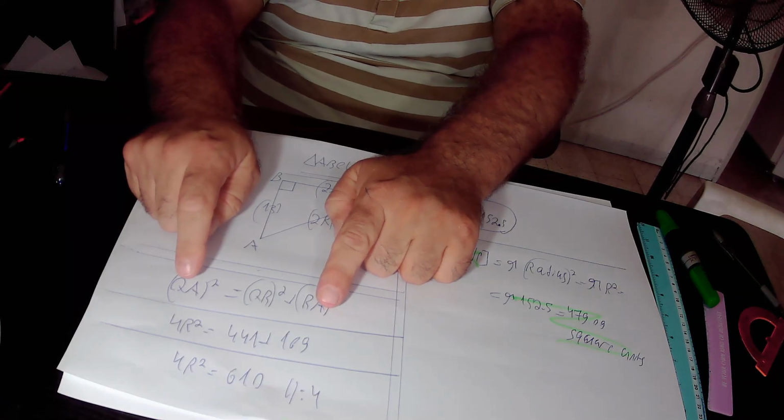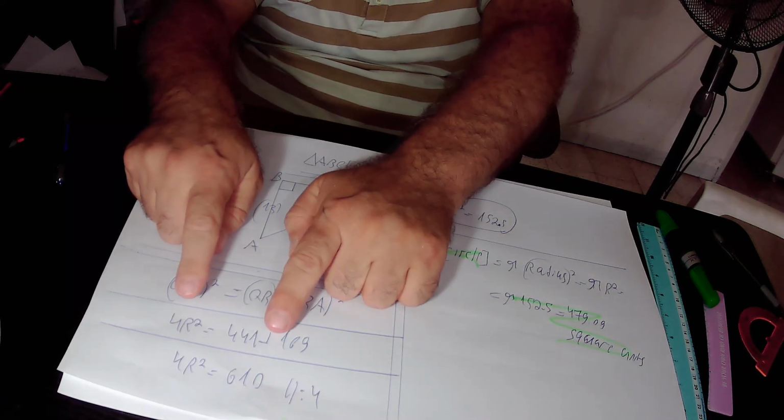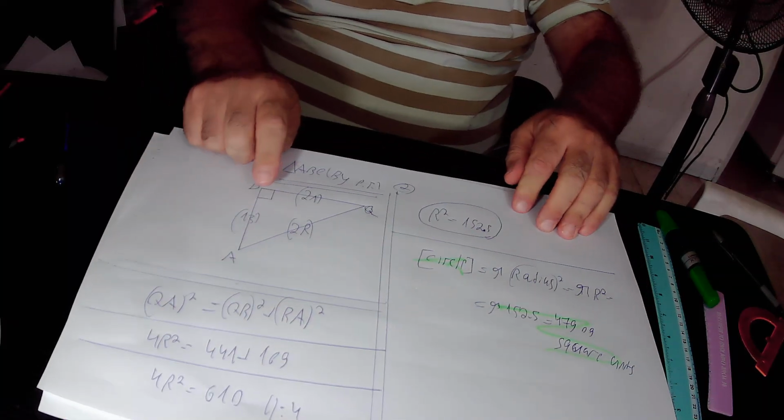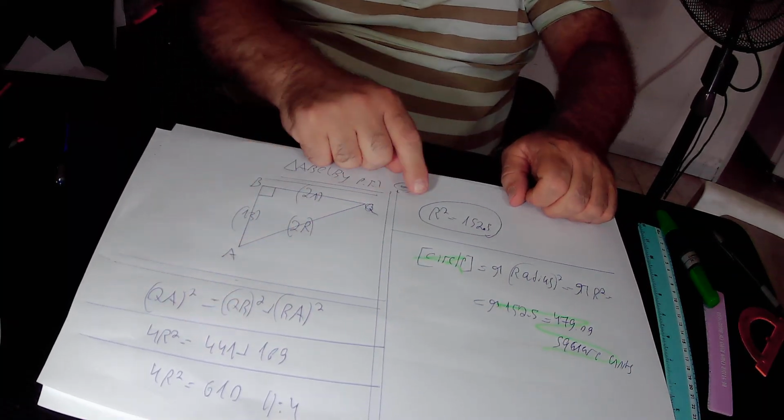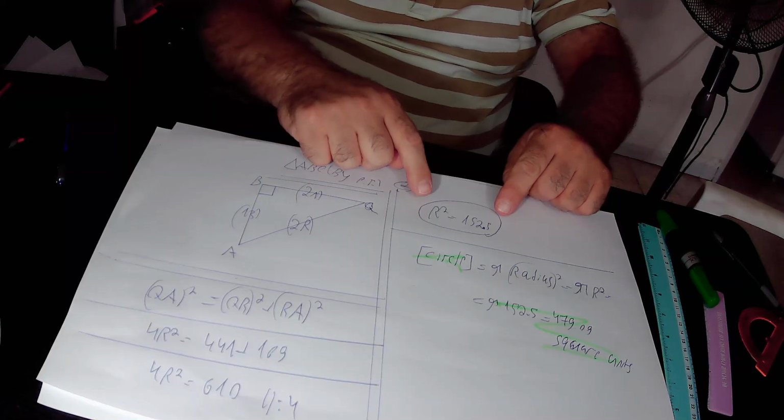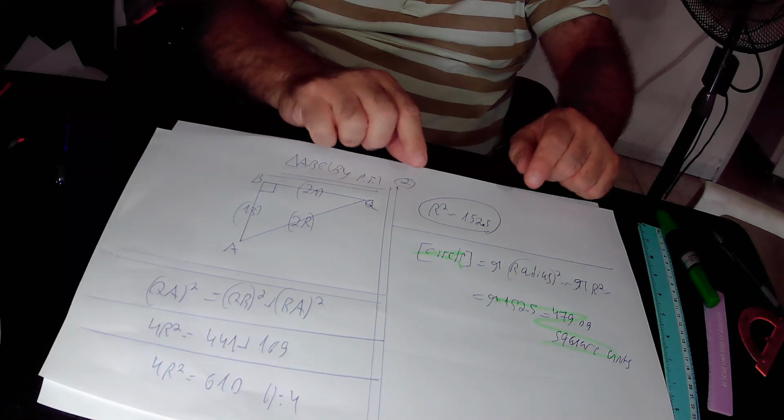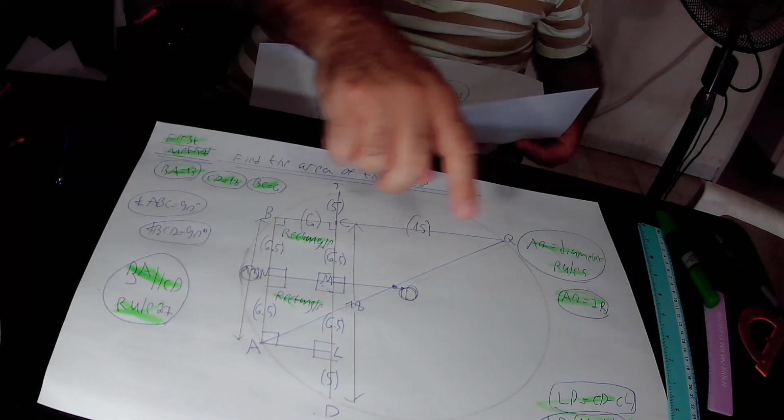441 plus 169 is 610. So 4r squared equals 610. We divided this equation by 4 and found that r squared equals 610 over 4, that is 152.5. Our task is to find the area of this circle.